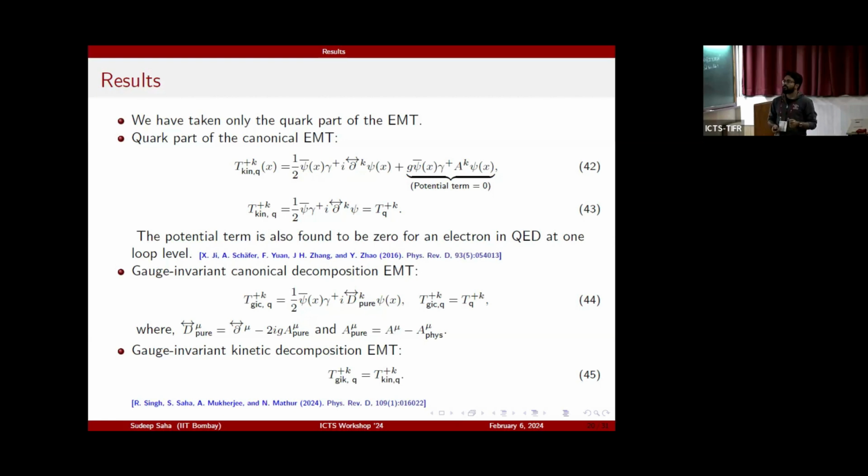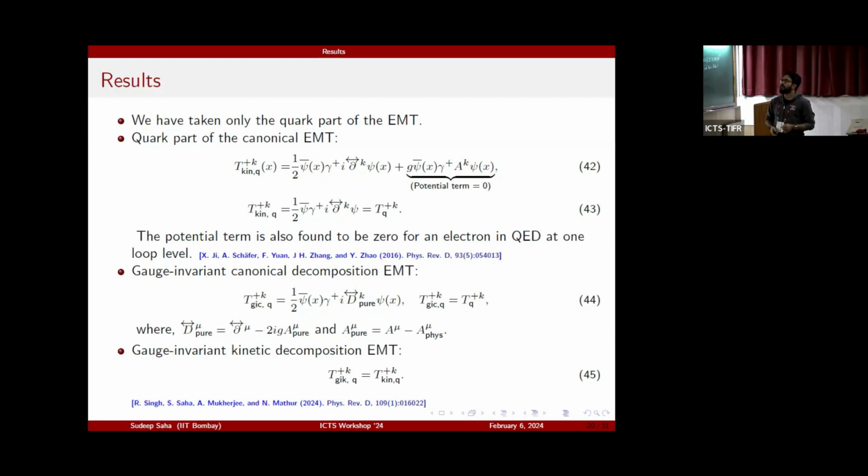So next, if we consider the gauge invariant canonical energy momentum tensor, since we are working in the light front gauge, where the physical part of the gauge field coincides with the whole gauge field, the total gauge potential. So here also this T plus K GIC coincides with the canonical energy momentum tensor, and the gauge invariant kinetic decomposition of the energy momentum tensor is the same as the kinetic energy momentum tensor.